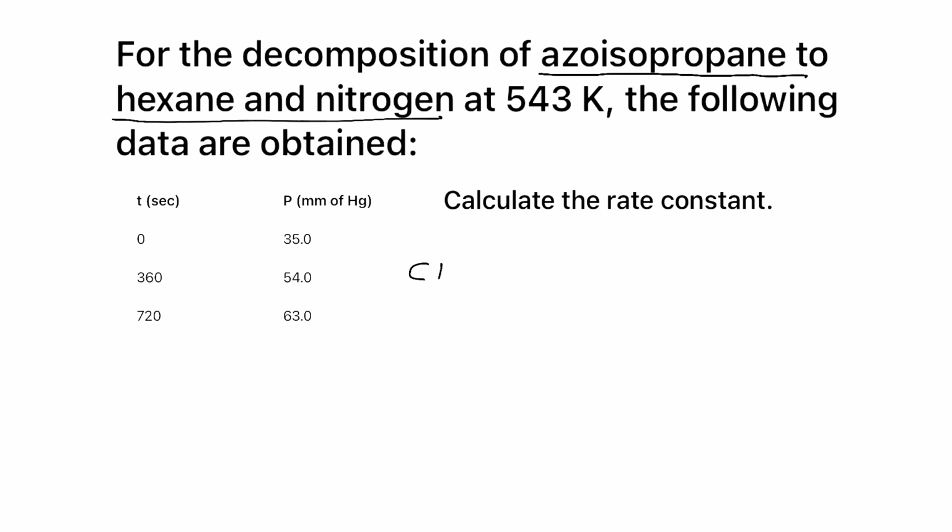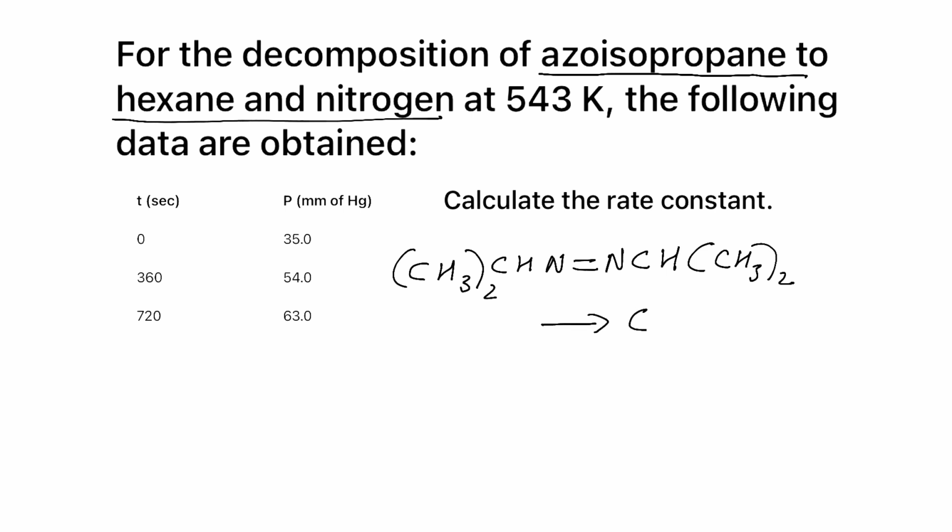See, this is the reaction: CH3 twice CHN double bond N, then the same repetition of the LHS part, CH, then CH3 twice. They undergo decomposition to give what? Hexane. What is hexane? That is easy, right? C6H14. Correct? Plus nitrogen N2. As it is an NCERT question, better learn this decomposition reaction by heart.